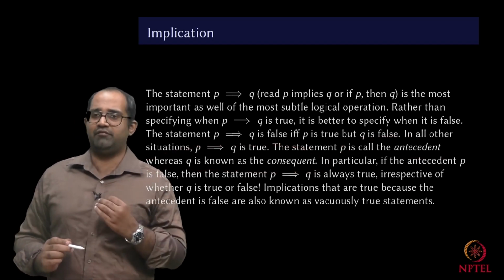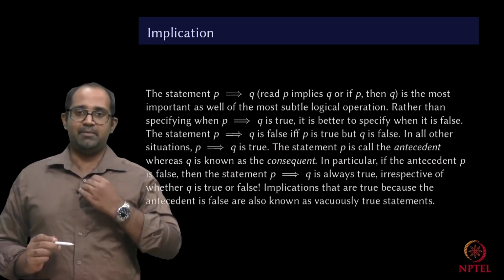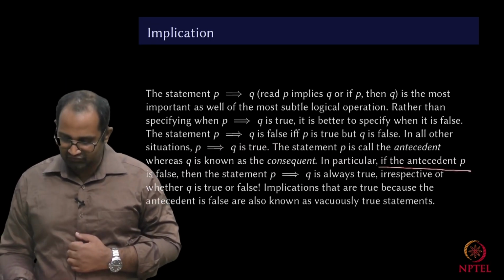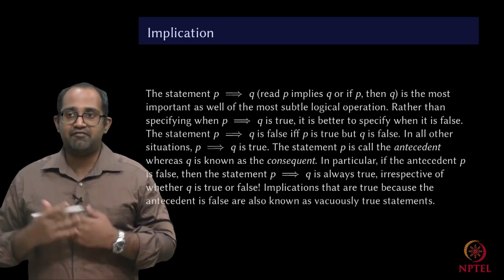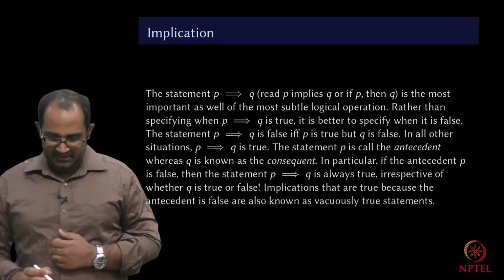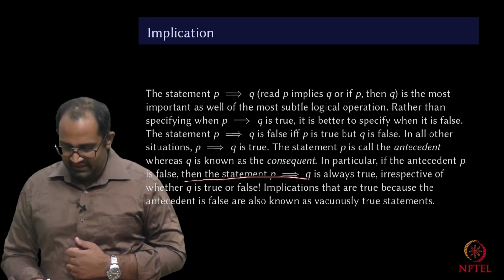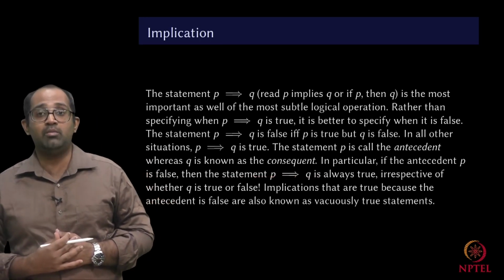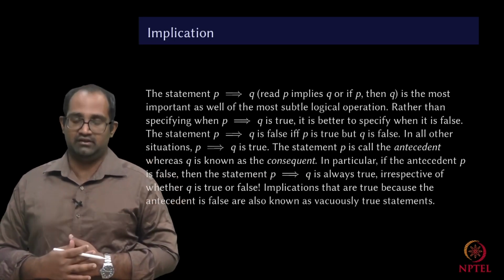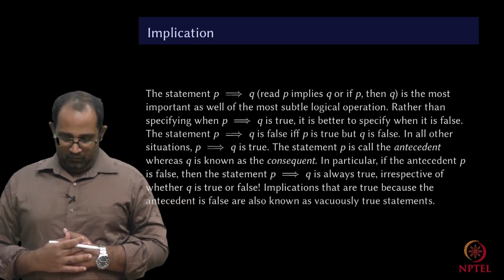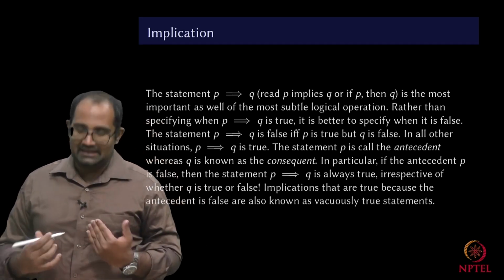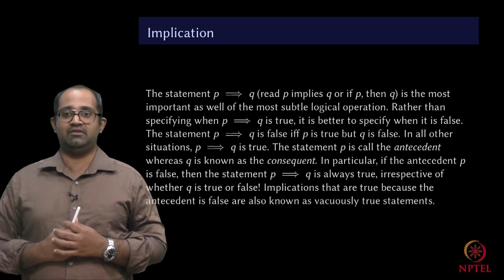The subtlety of the implication can be brought out by considering what happens if the antecedent is false. From the way we have defined implication, when the antecedent P is false, the statement P implies Q is always true, irrespective of whether Q is true or false. So, imagine why we have defined implication this way.